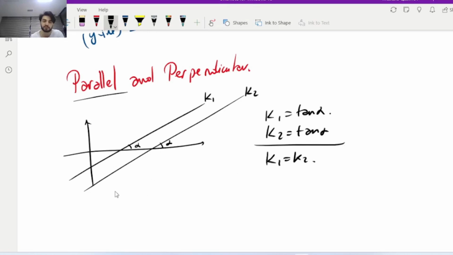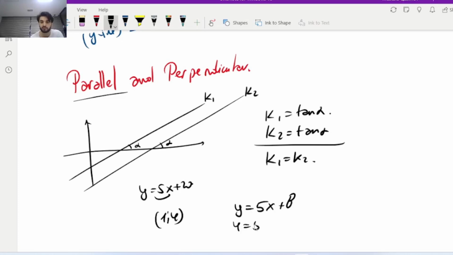For example, let's say that y is equal to 5x plus 20, and we have another line which passes through the point 1 and 4 and is parallel to this one. Then we have to write y is equal to the same slope, it is the second line, 5x plus b. After that, we have to put this number in the equation.